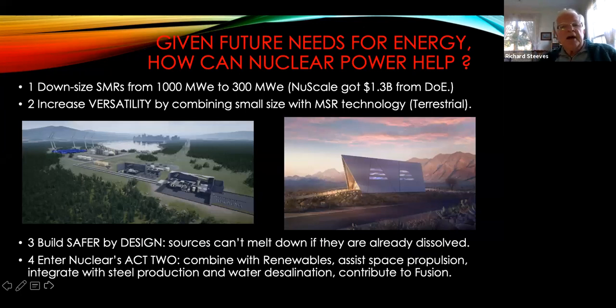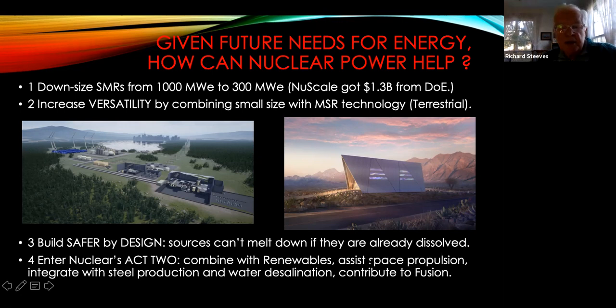Given the future needs for energy, how can nuclear power help? Well, we can clearly use the small modular technology by scaling down from 1,000 megawatts to 300. NuScale, one example of them, got $1.3 billion from the Department of Energy, so that's moving ahead. We can increase the versatility, not only by reducing the size, but by now using Gen 4 technology. Terrestrial Energy is doing this now. We can build safer by design. The sources can't melt down if they're already dissolved using the molten salt. I call this Nuclear Act 2, combined with renewables.